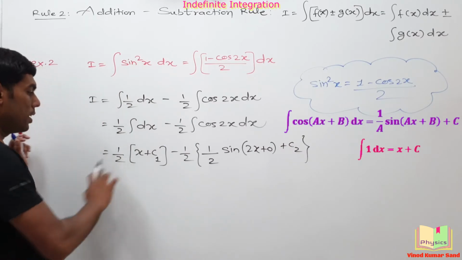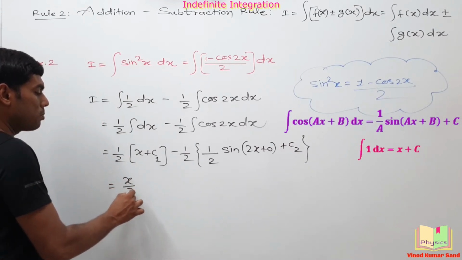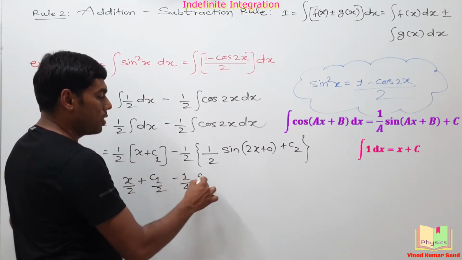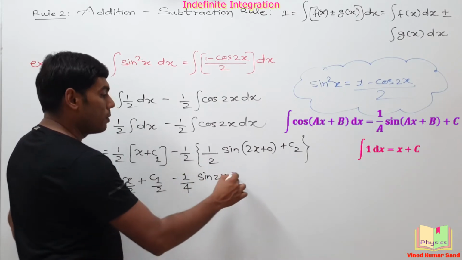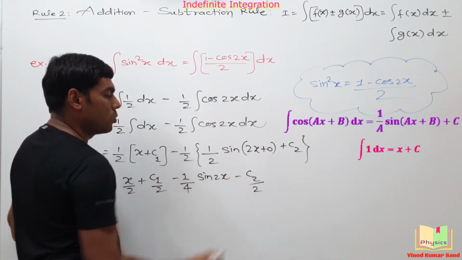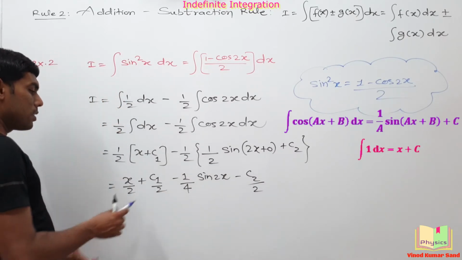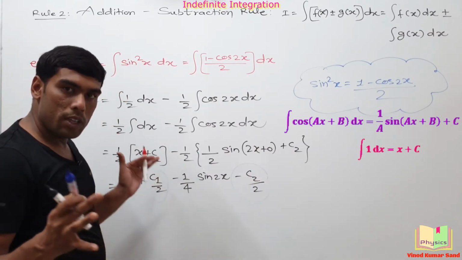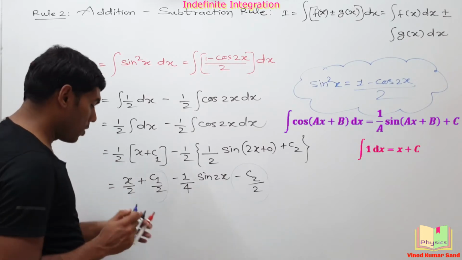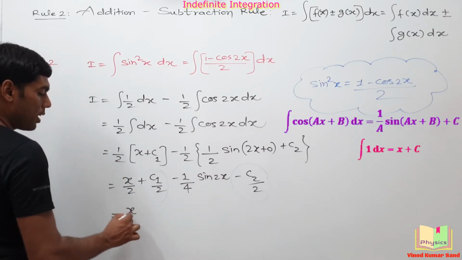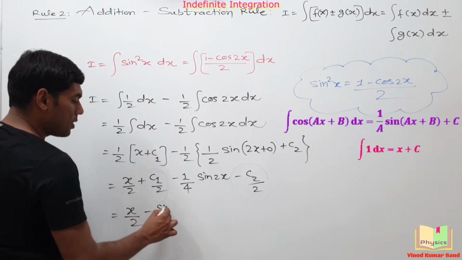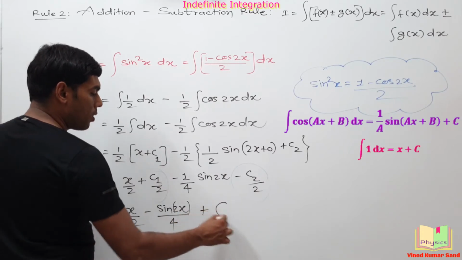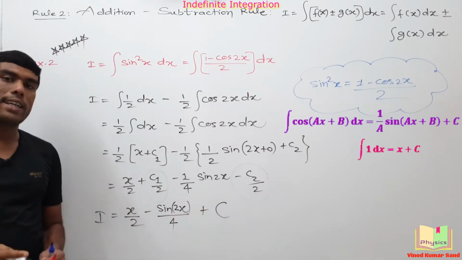Do you agree? Simplifying it further, x by 2 plus c1 by 2 minus 1 by 4 sine 2x minus c2 by 2. Okay, this c1 by 2 and minus c2 by 2 is actually a constant. You can club them and you can write a single constant. So your ultimate answer will be x by 2 minus sine 2x by 4 plus some constant. This answer is pretty important. I request you to learn it.